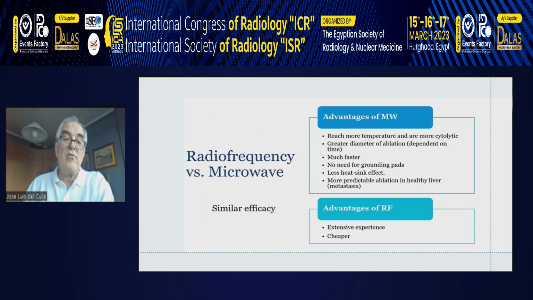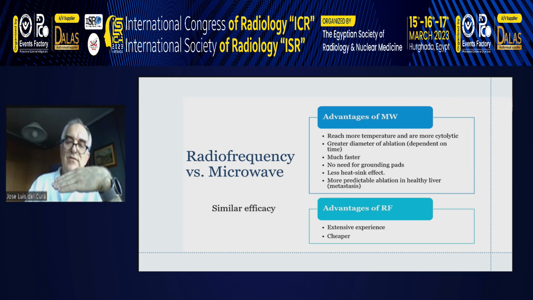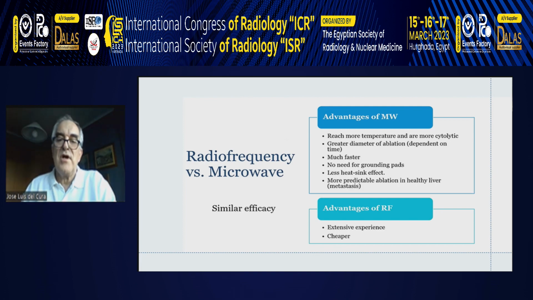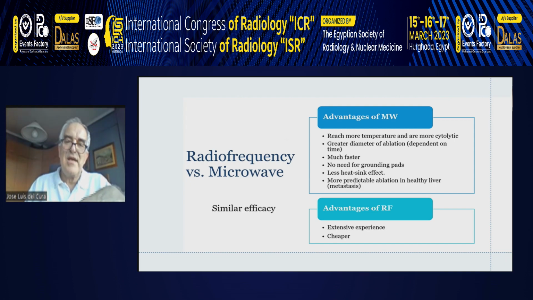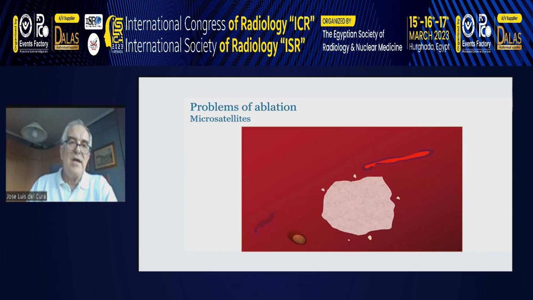Well, comparing radiofrequency and microwave, microwave allows reaching more temperature, allows a more predictable ablation, especially in healthy liver, because it has also less heat sink effect and greater diameter of ablation. So I usually use microwave for treatment of metastases in healthy liver. The radiofrequency has more extensive experience and it's cheaper, but well, it's also a very good technique.